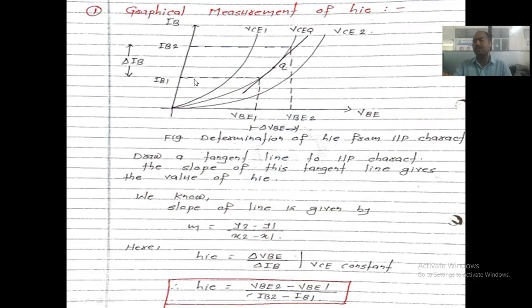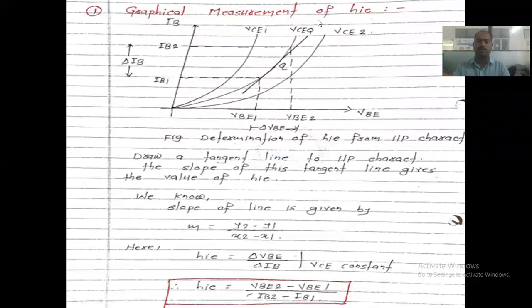VC indicates the collector to emitter voltage. In this case, we take three values of collector to emitter voltage: the first value, and the second value. These values are found for the purpose of finding the hi value. Hi indicates the input impedance. Input impedance is the ratio of V1 to I1, where V1 is the input voltage and I1 is the input current, right? So for the calculation of hi, we need V1 to I1.